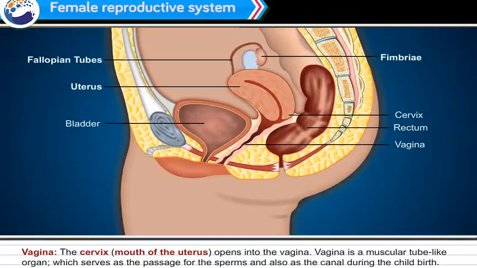D. Vagina. The cervix, mouth of the uterus, opens into the vagina. Vagina is a muscular tube-like organ which serves as the passage for the sperms and also as the canal during the childbirth.